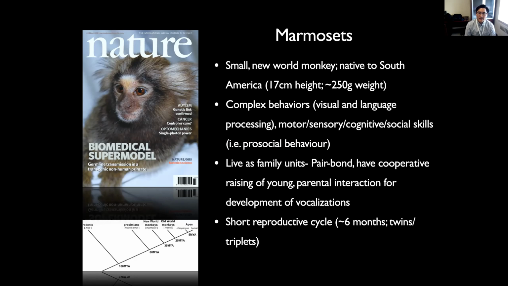What sets marmosets apart, and what makes them interesting as a model, is their fairly short reproductive cycle. Their reproductive cycle is about 6 months, and female marmosets give birth to either twins or triplets. So they reproduce quite quickly, and that could be an advantage in the future, and I'll talk more about why that might be.